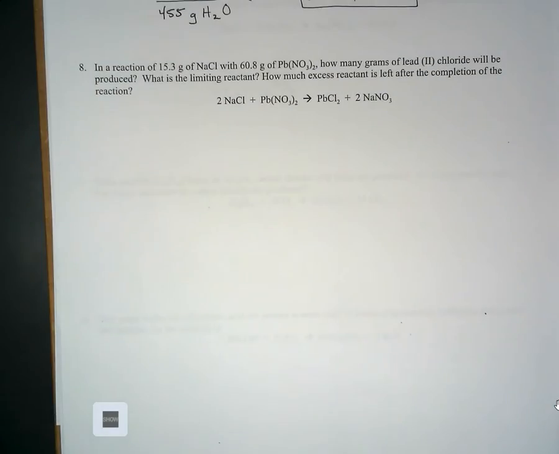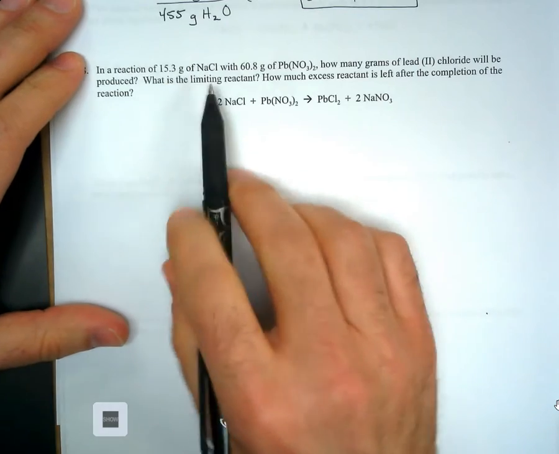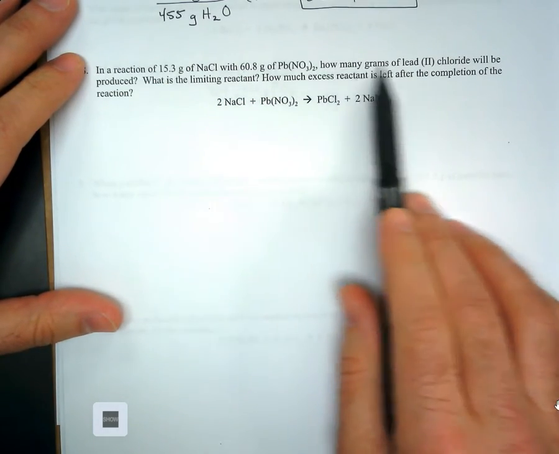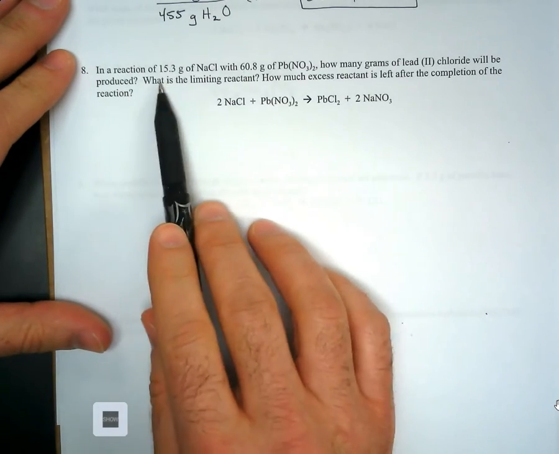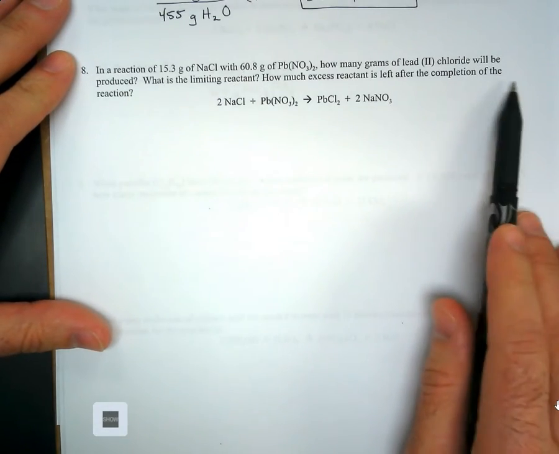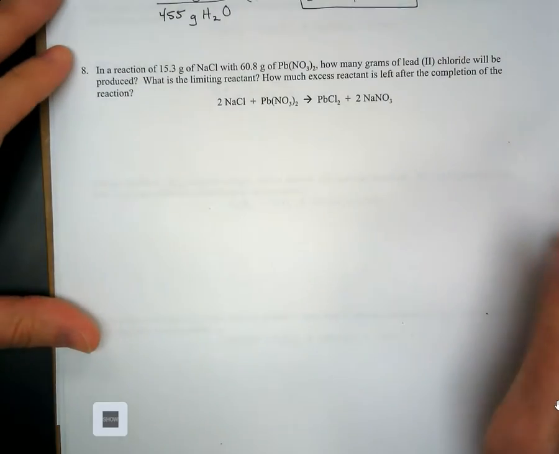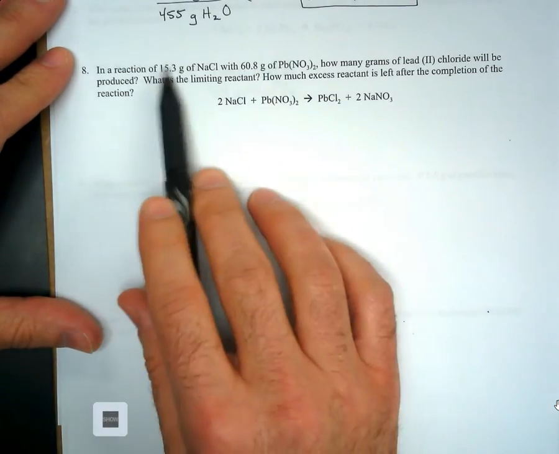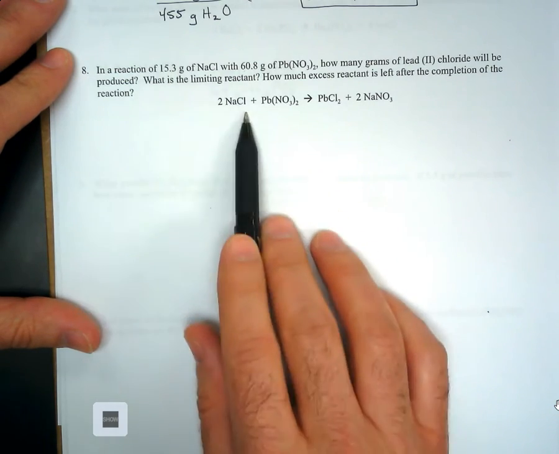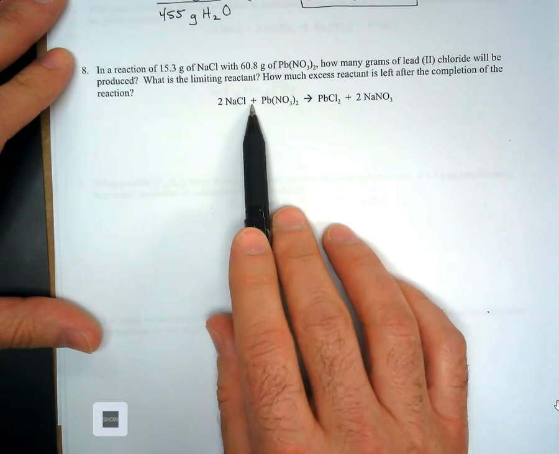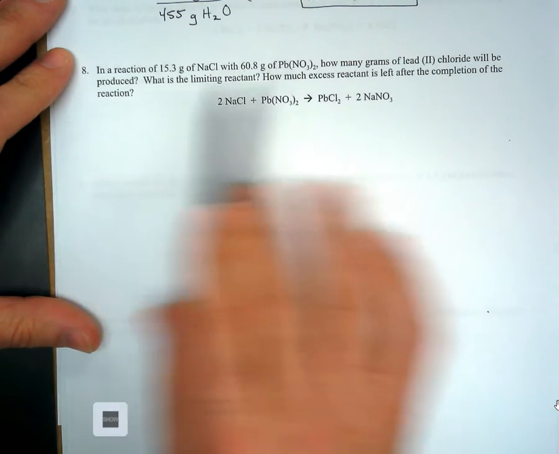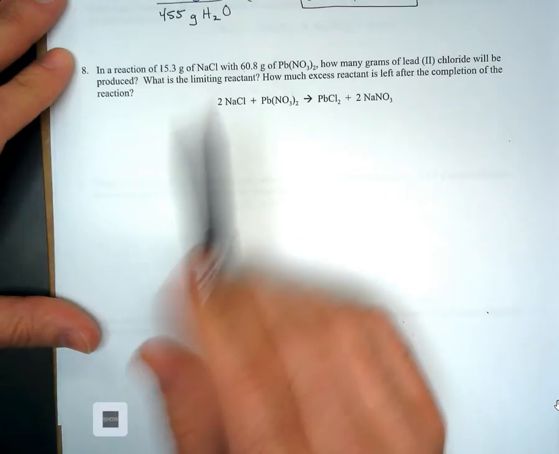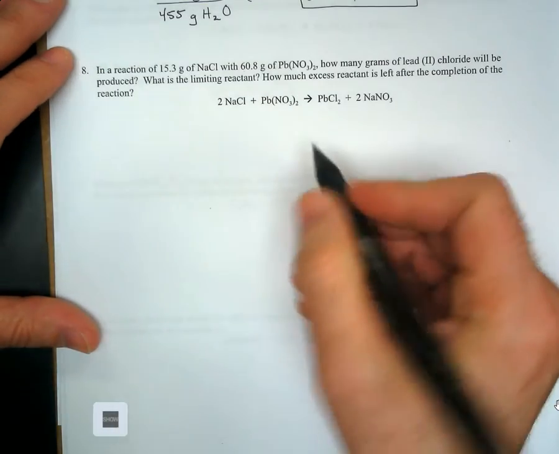So we have the reaction of 15.3 grams of NaCl with 60.8 grams of Pb(NO3)2. How many grams of lead 2 chloride will be produced? What is the limiting reactant, and how much excess reactant is left after the completion of the reaction? So we've got two masses here. Both things are reactants. They're on the left side of the equation. They're asking for an amount of product, grams of excess reactant. So that means we are going to have to run a BCA chart.